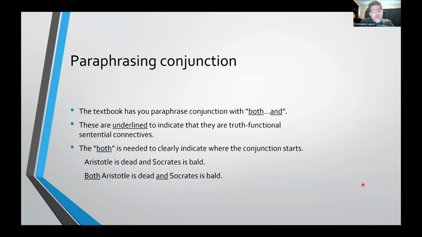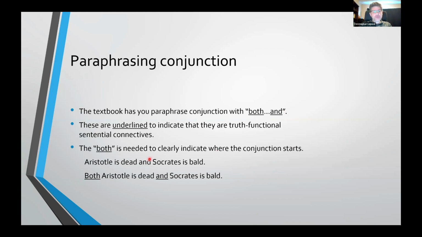Okay, so when you're paraphrasing conjunction, what the textbook tells you to do is paraphrase it with both and. The both goes in front of the first conjunct, and then the and goes in between them. These are underlined, and you underline them to indicate that they're truth functional sentential connectives. The underlining is really important. I would not drop that from whatever changes you're making to the paraphrasing method. I would not drop the underlining. The underlining is really, really valuable because it makes it stand out.